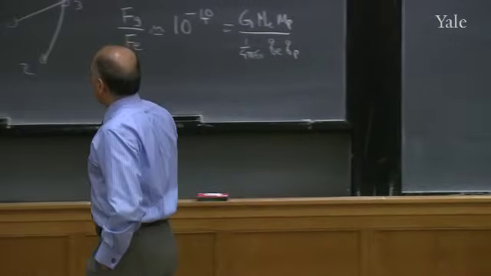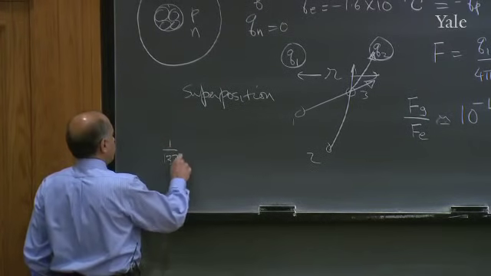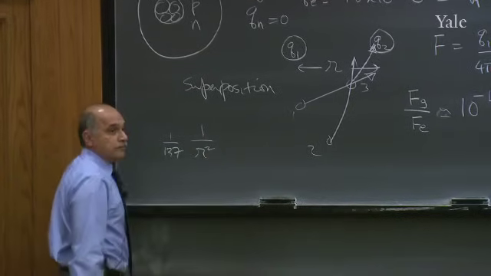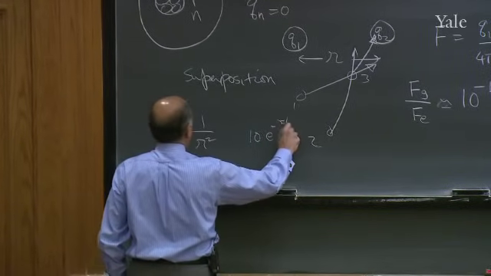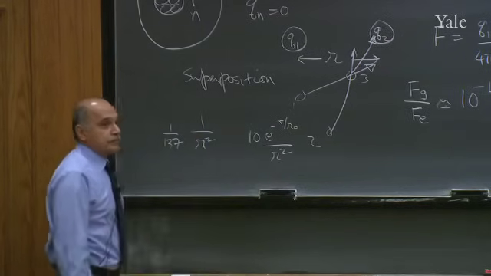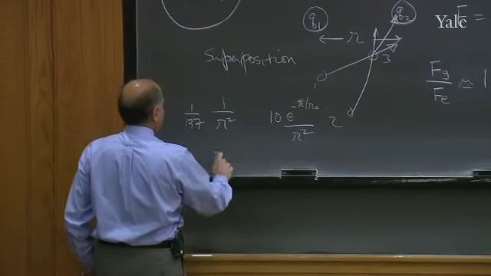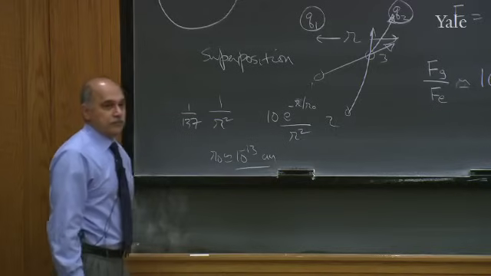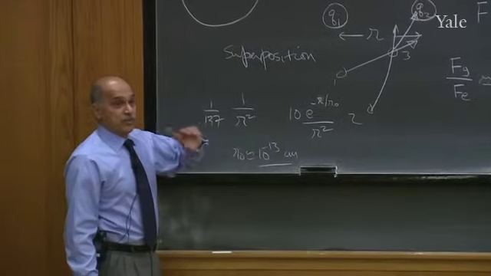In other words, look at two different functions. One function looks like 1 over 137 times 1 over r squared. The other function looks like 10 times e to the minus r over r naught, divided by r squared. r naught is some length, and the length is roughly 10 to the minus 13 centimeters, or 10 to the minus 15 meters. Which force are you more impressed with is the question.